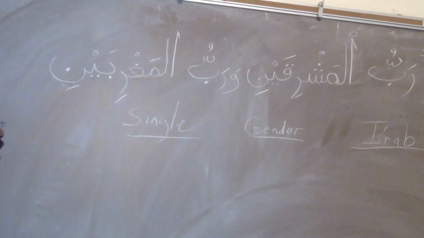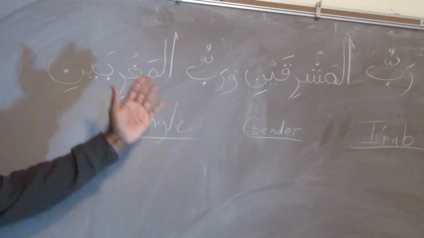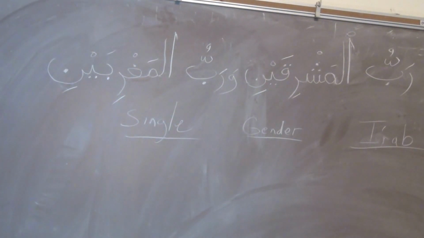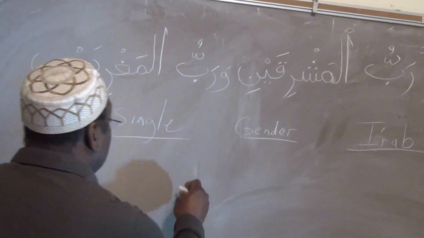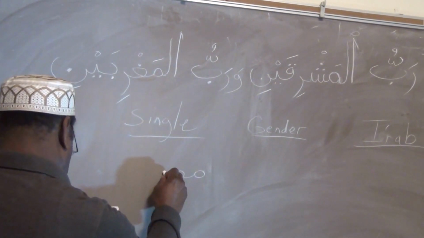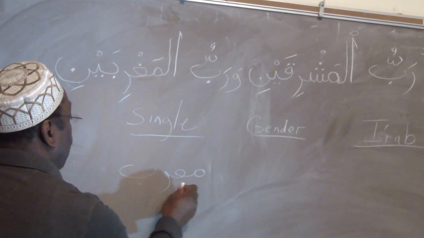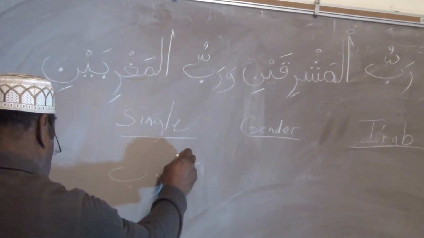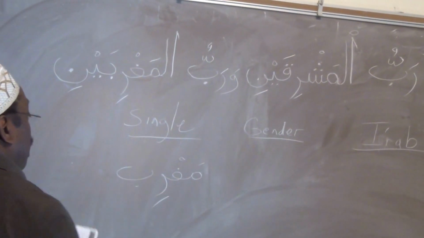Then we have the last part of the sentence, which is al-maghribayni, and it is dual, not singular, and it ends with Ya and Nun. If it is singular, it should be al-maghrib, which means the sunset, where the sun sets. Al-maghribayn is dual, and it is a noun, and its ending is Ya and Nun.